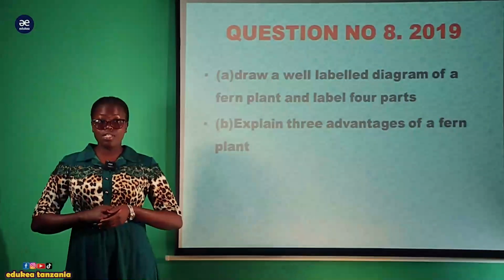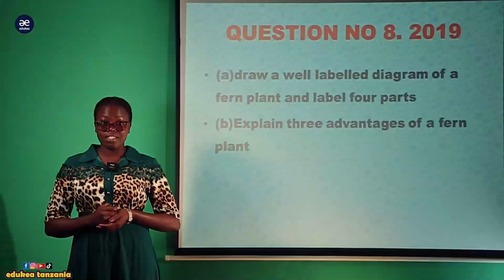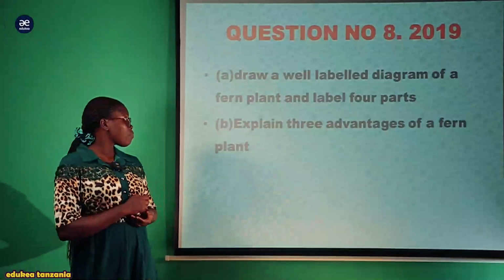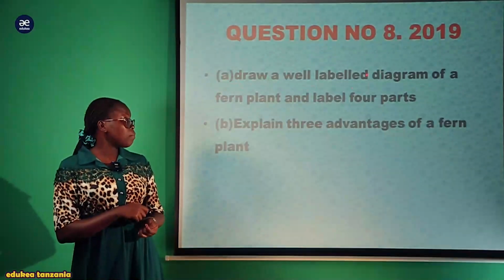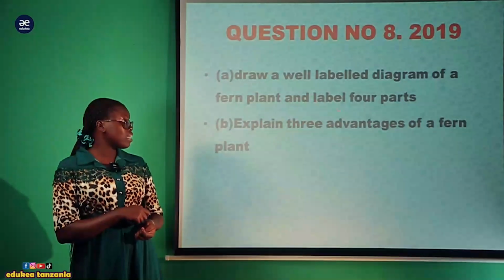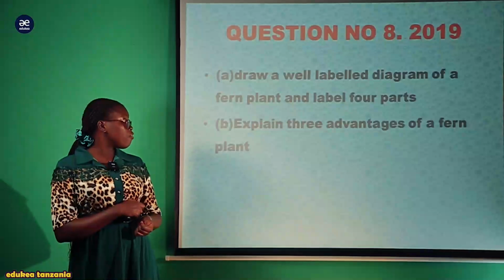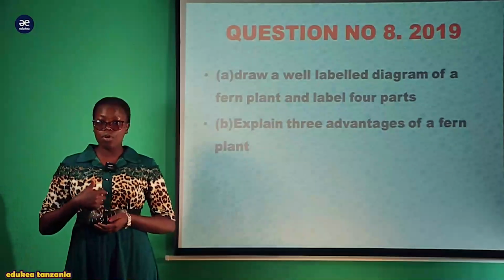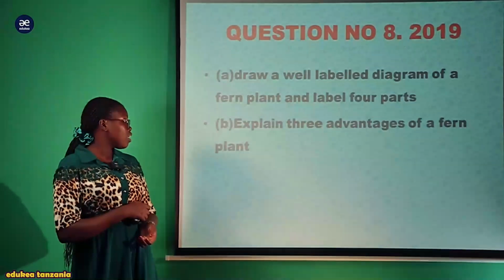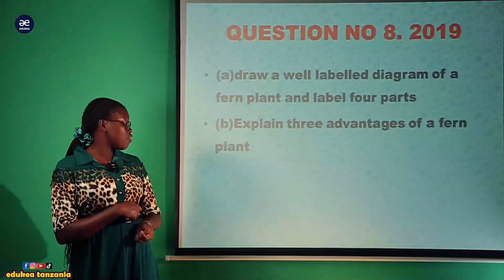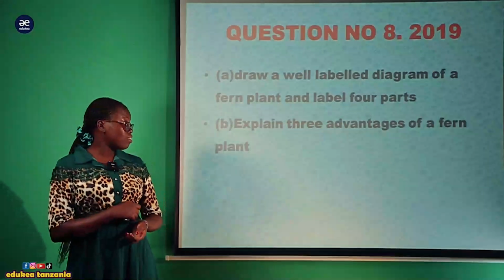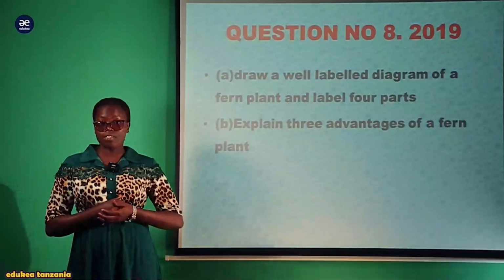Today's question is question number 8 for the year 2019. The question states: Roman A, draw a well-labeled diagram of a fern plant and label 4 parts. Draw a well-labeled diagram of a fern plant and label 4 parts. And Roman B, explain 3 advantages of a fern plant. Explain 3 advantages of a fern plant.